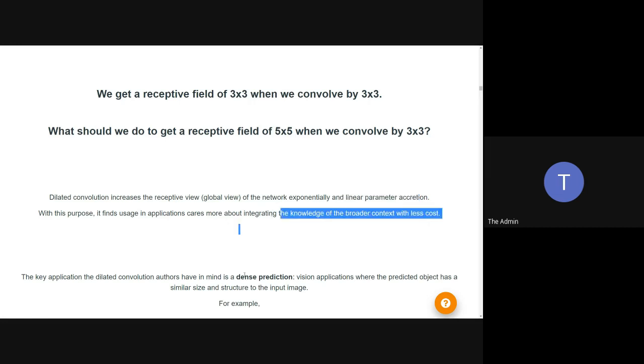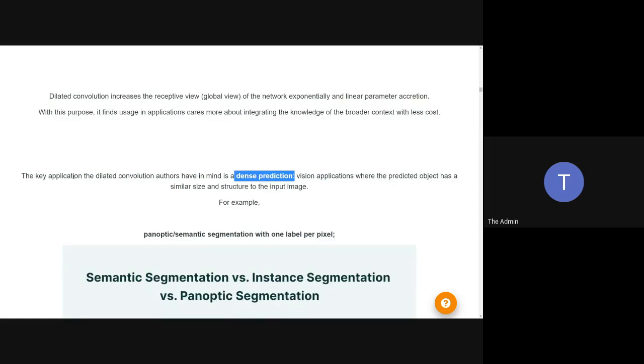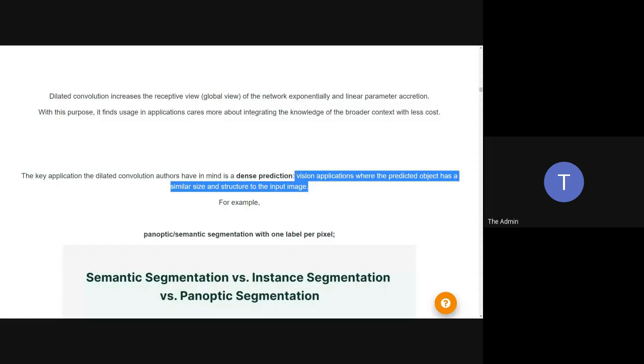These problems are called dense predictions, and there are some examples of dense predictions also. The key application of dilated convolutions the authors have in mind, and this is taken from the paper, is dense prediction: vision applications where the predicted output has a similar size and structure to the input image. Can you think of some problems?